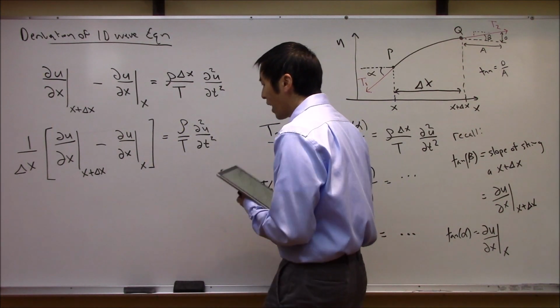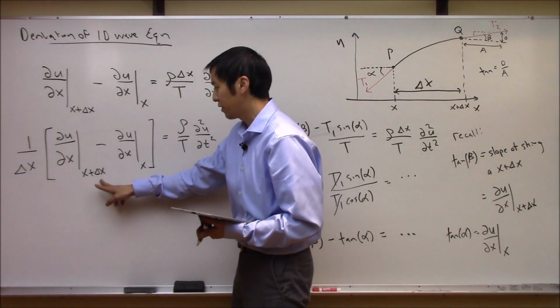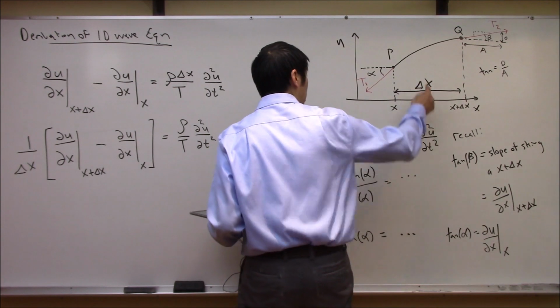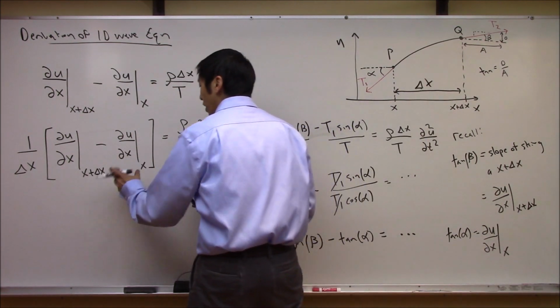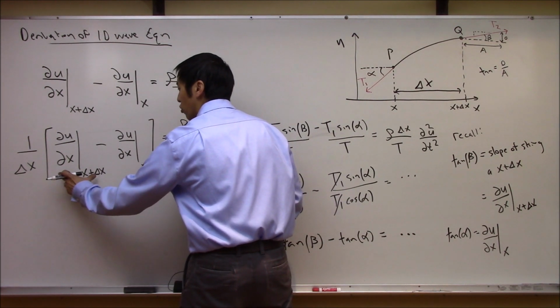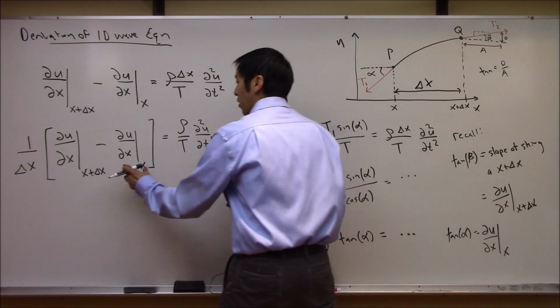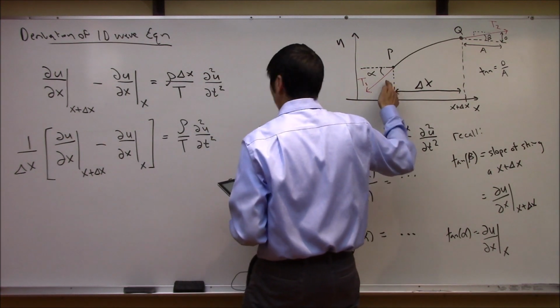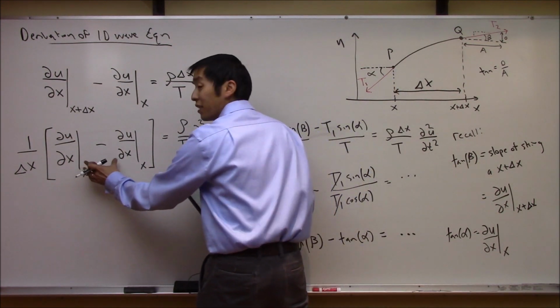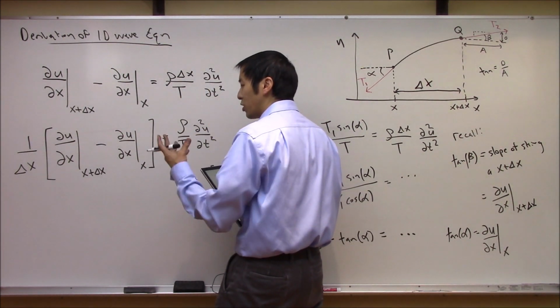Okay, let's look at this again here. Let's look at this term in brackets, and look at it in conjunction with the picture over here. What is this asking? This term here is the slope at point Q. This here is the slope at point P. The difference between these two is basically how much the slope changed.